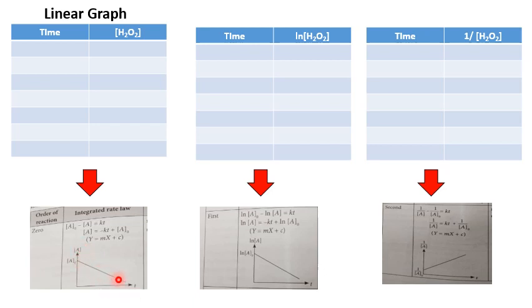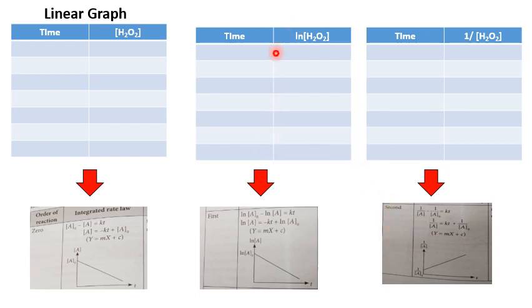For concentration versus time, if we get a negative slope linear graph, this indicates a zero order reaction. If we plot ln concentration versus time and get a negative slope linear graph, this indicates a first order reaction. If we plot 1 over concentration versus time and get a positive slope linear graph, this indicates a second order reaction.